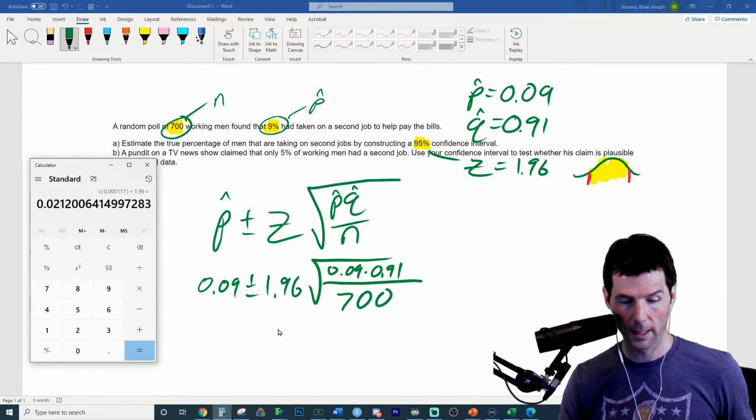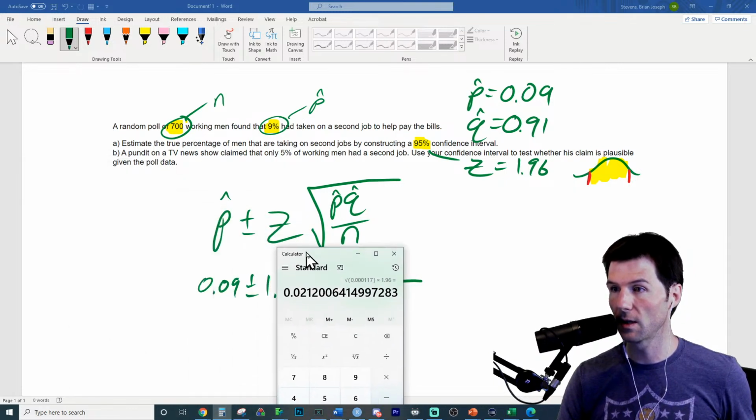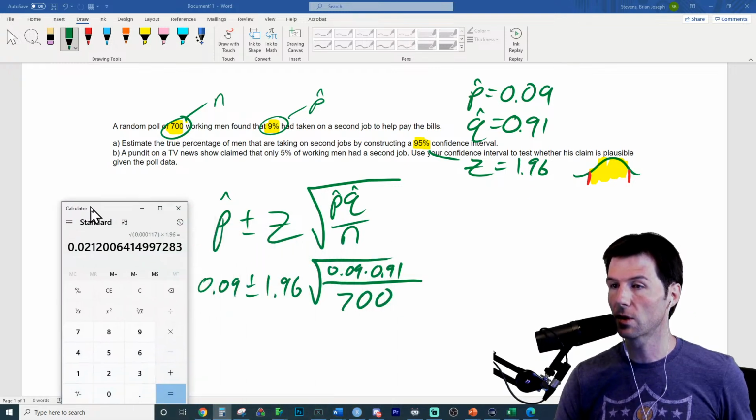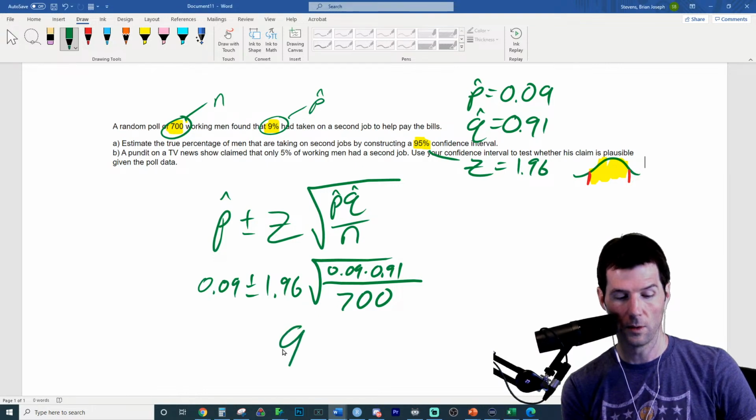There we go, right there. And that's the margin of error. Everything I just solved for right here, punching into the calculator, is the margin of error, which is the plus or minus on the interval. So it's going to go up and down by about 2.1%. So 9% plus or minus 2.1.